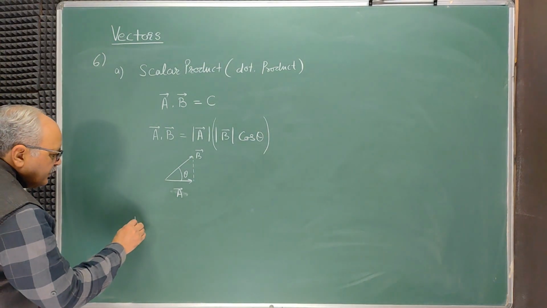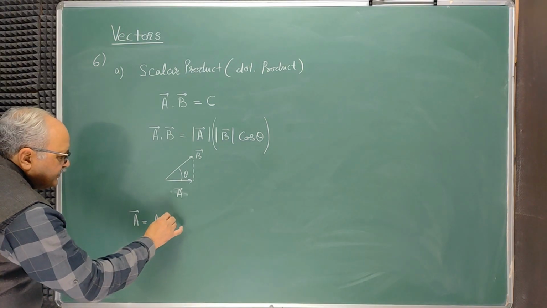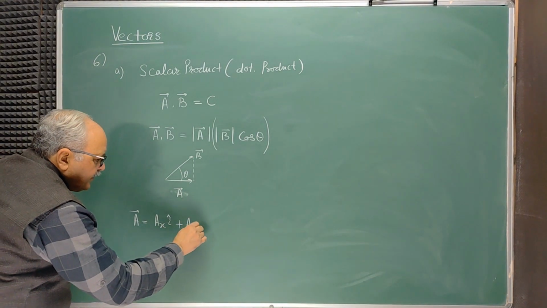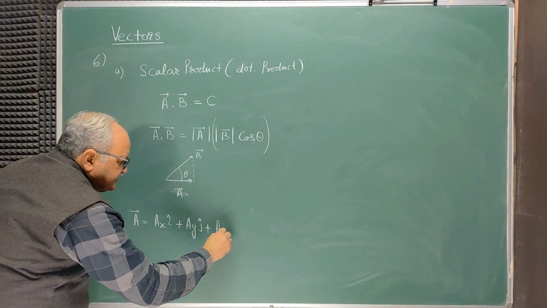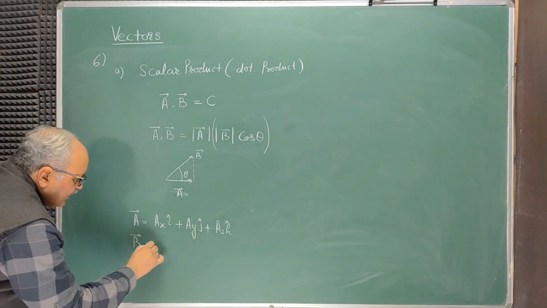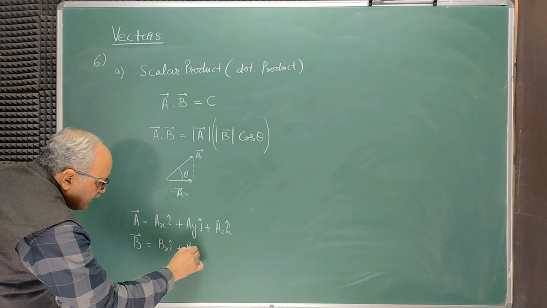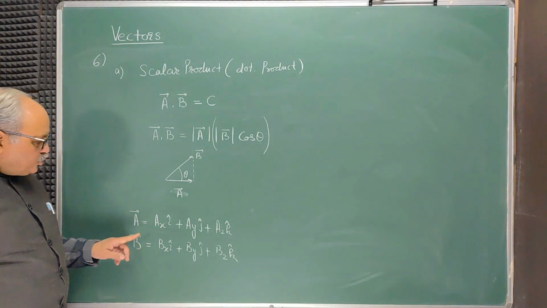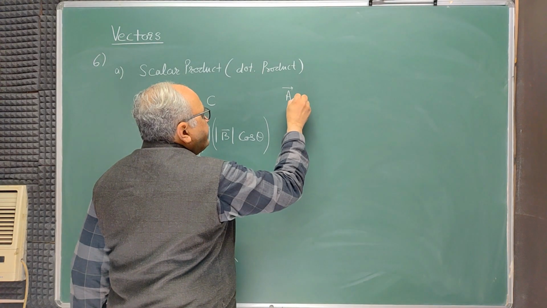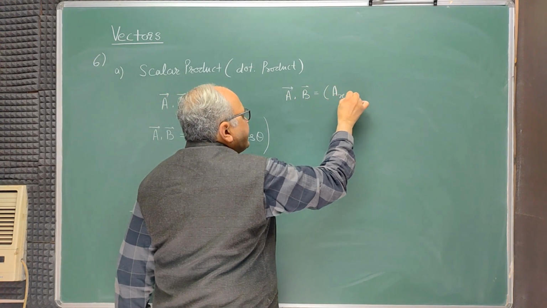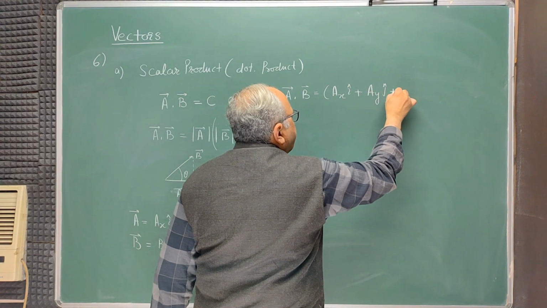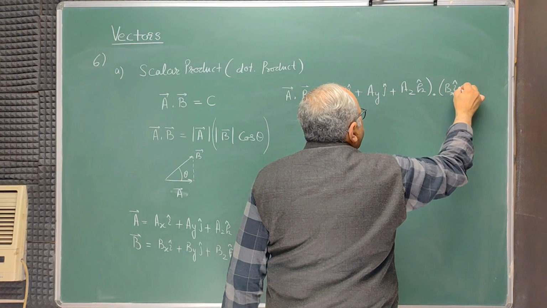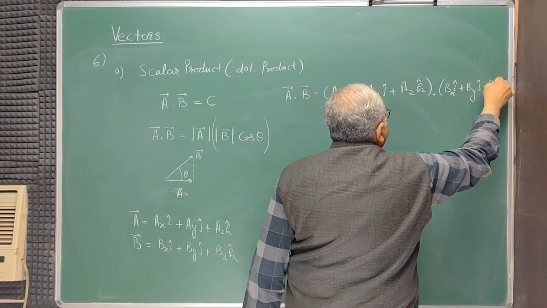You can also express it in component form. You can write vector A equals ax I cap, ay j cap, az k cap, with the component along the x-axis as ax. And similarly you can write vector B also in component format: bx I cap, by j cap, bz k cap. And when you multiply the two vectors, say A dot B, that means ax I cap, ay j cap, az k cap, multiplied by bx I cap, by j cap and bz k cap.